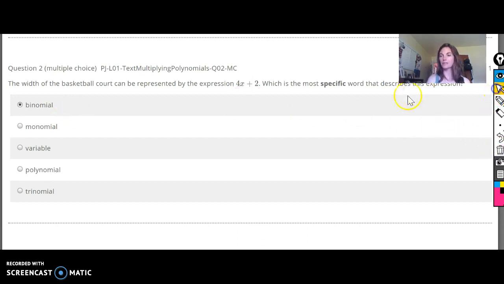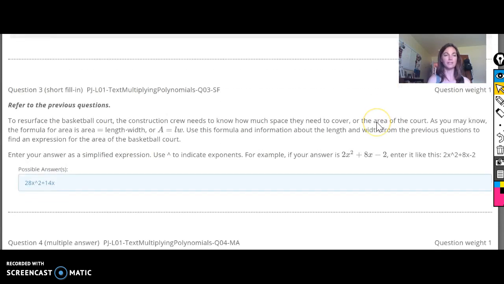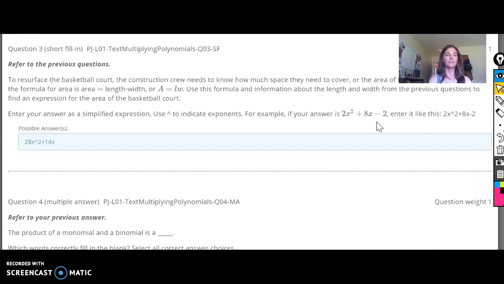All right, moving right along. To resurface the basketball court, the construction crew needs to know how much space they need to cover, the area of the court. As you may know, the formula for area is area equals length times width. Use this formula and the information about the length and width from the previous questions to find an expression for the area of the basketball court.